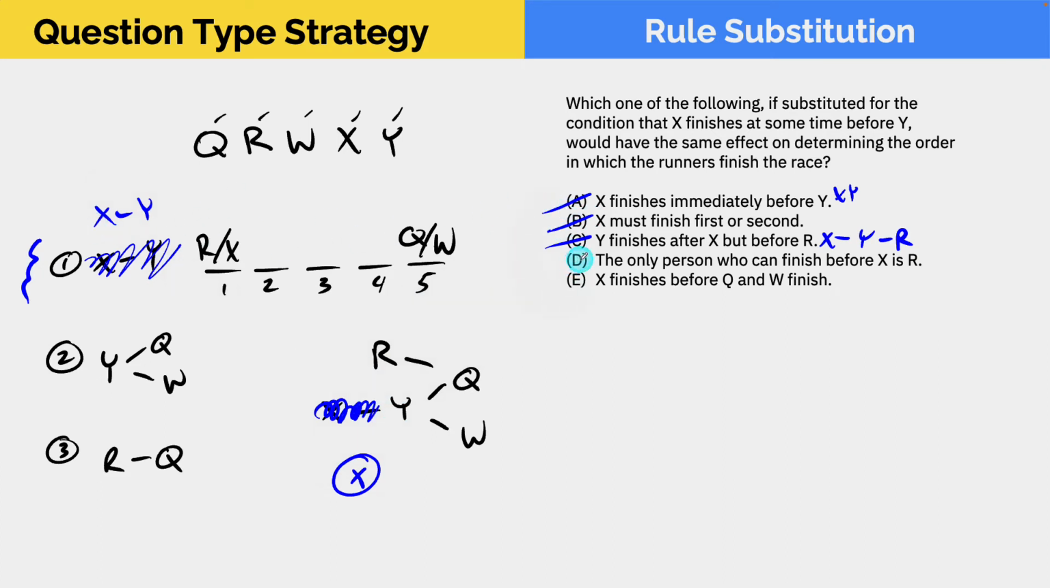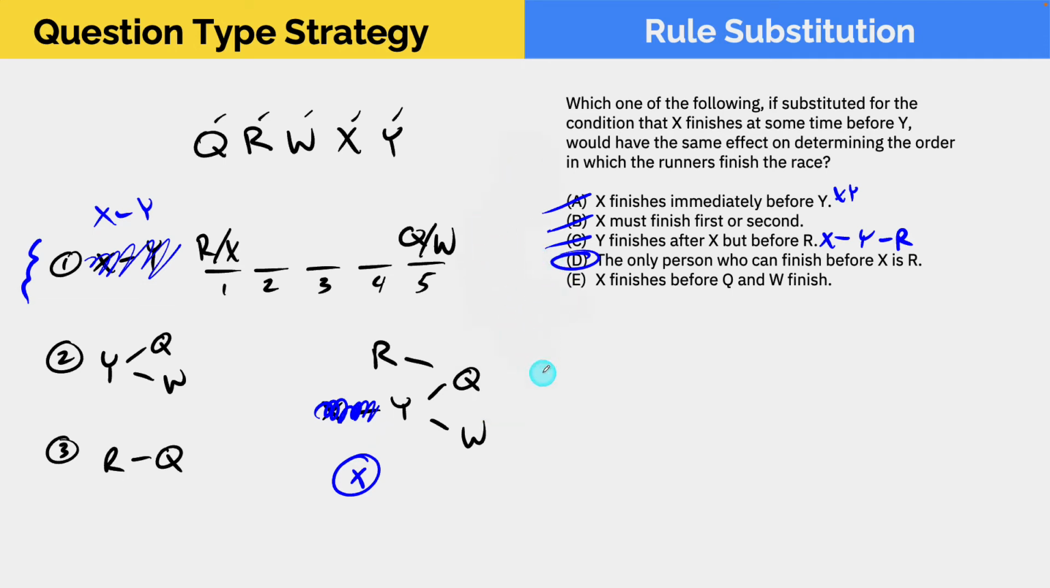What about answer choice D? The only person who can finish before X is R? Well, let's see. If that were true, and the only person who could finish before X is letter R, then yeah, every other letter, including the Y, would have to go after the X. And so this answer does force me to follow the old rule. It does force X to go before Y. It passes the first criteria. It was something that was true under the original rules, and so that would tell me it's correct.